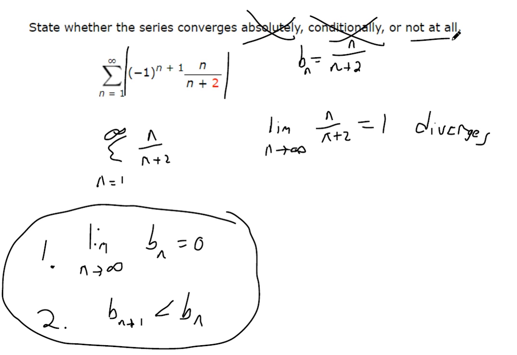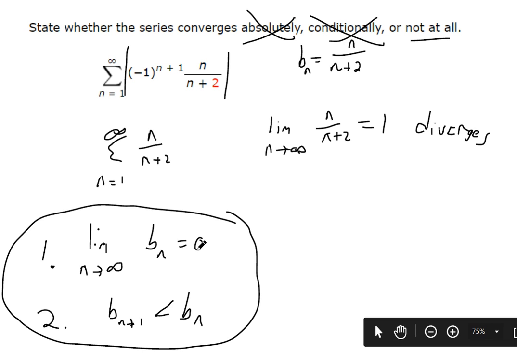So not at all is the answer here, because it doesn't converge absolutely, and the alternating series test says that it doesn't converge conditionally. So this series diverges. It does not converge at all. Okay. If the limit as n goes to infinity of b sub n is 0 for a different series, then the next thing you need to check is to make sure that it's decreasing, that the next term is less than the current term. And if both of those conditions hold, then you can say it converges conditionally.